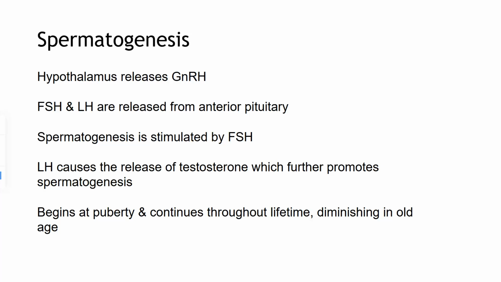Spermatogenesis is sperm production. When you see the word genesis at the end of the word, it's the creation of something. It's making something. So spermatogenesis, it's making sperm. The hypothalamus releases GnRH, gonadotropin releasing hormone. FSH and LH are then released from the anterior pituitary gland. Spermatogenesis is stimulated by follicle stimulating hormone, and luteinizing hormone, or LH, causes the release of testosterone, which further promotes spermatogenesis. It begins at puberty and continues throughout the lifetime, diminishing in old age.